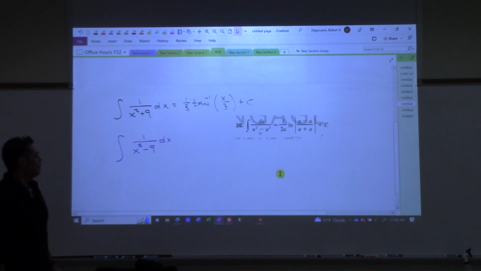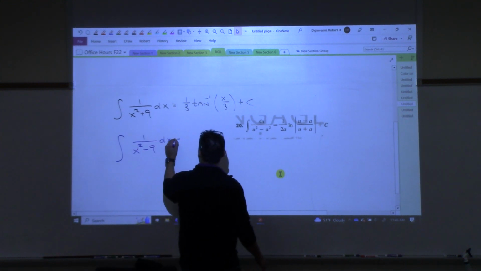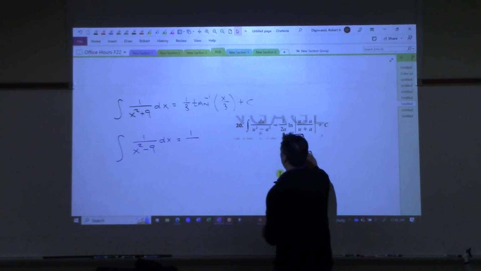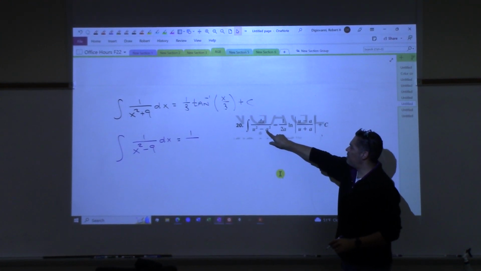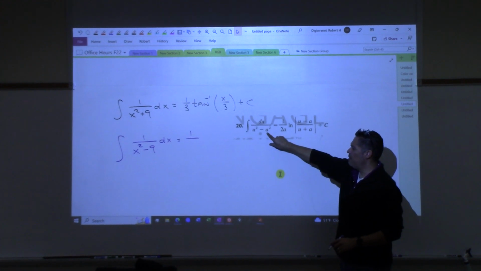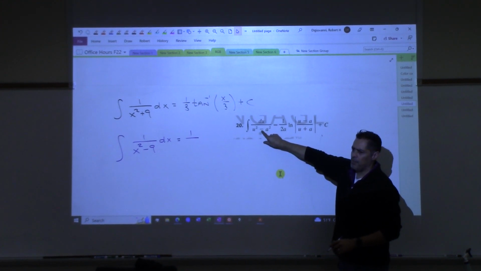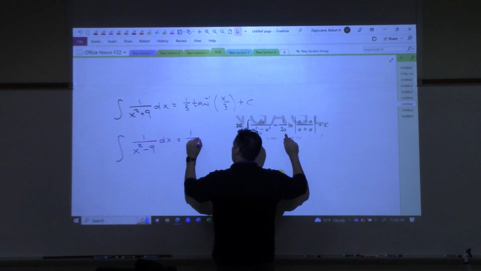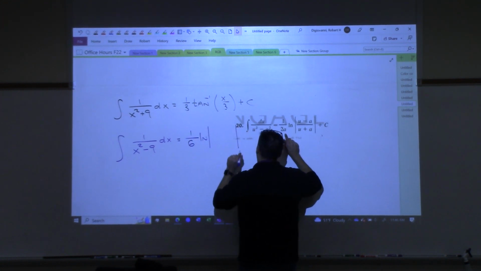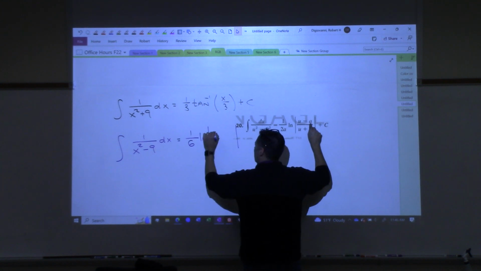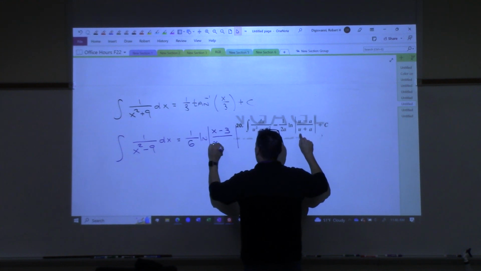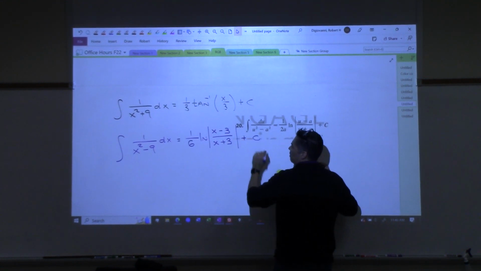Okay? So it'll become 1 over, you said what? 1 over just 6. Yeah, because it's 2 times a. A is the number that's being squared. So for us, 3 is being squared. Not negative 3. The negative is part of the formula. Okay, so the a for us is 3, so it becomes 1/6 natural log of absolute value of u minus a, u is x, a is 3, over u plus a, plus c.